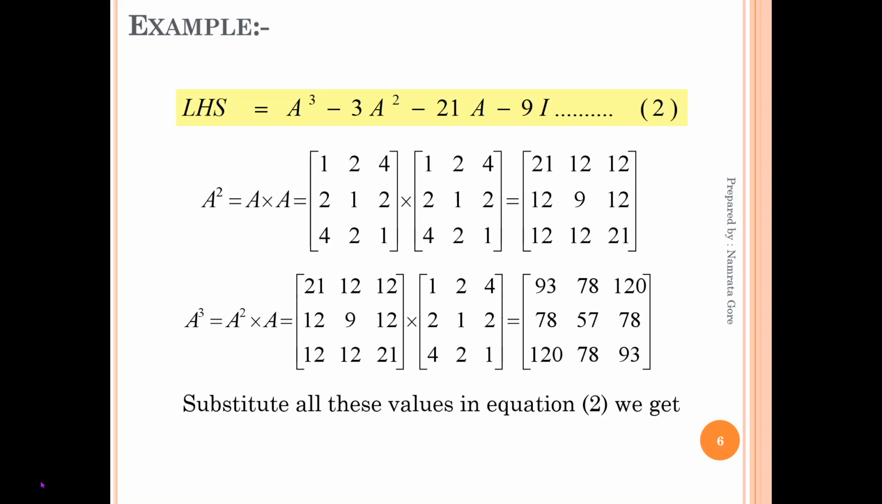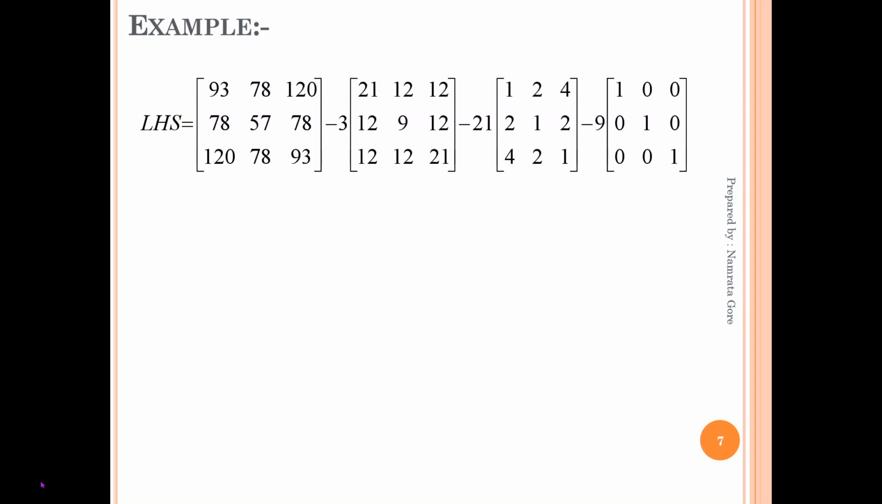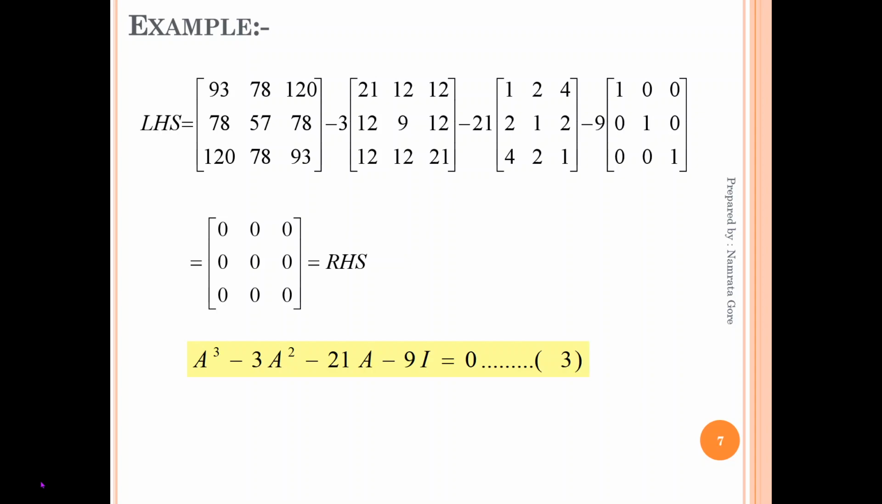Substituting all these values in equation 2, that is values of A cube, A square, A, and the identity matrix, which in this particular case will be of order 3, we get this expression. Solving this, we get the matrix, that is a null matrix containing all the elements as 0, and that is equal to the right hand side of equation 2. So here we have verified Cayley-Hamilton theorem, wherein we are getting A cube minus 3A square minus 21A minus 9I equal to 0. Thus, we say that Cayley-Hamilton theorem is verified.